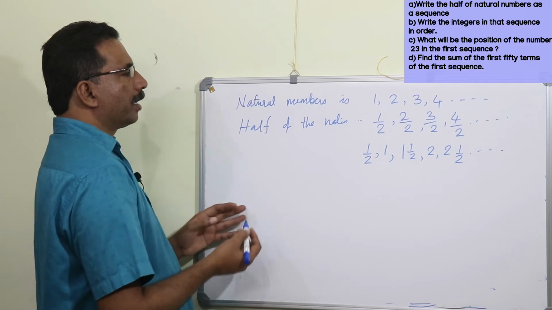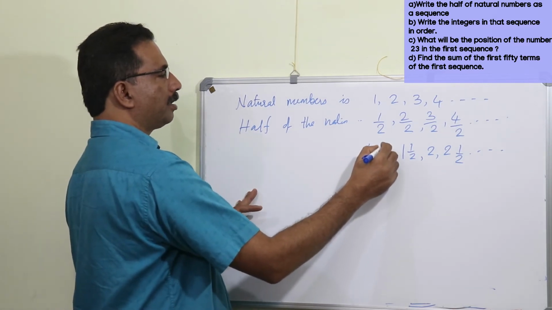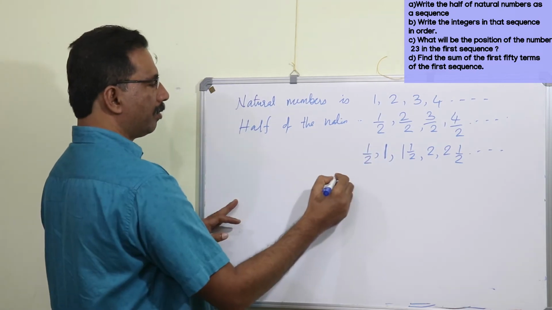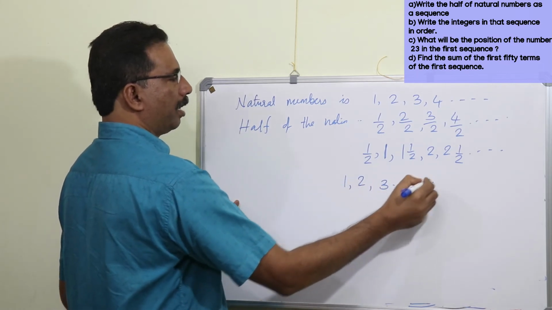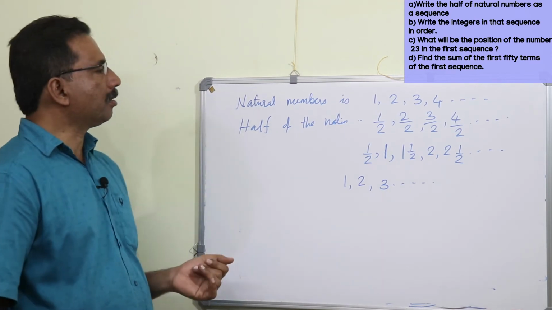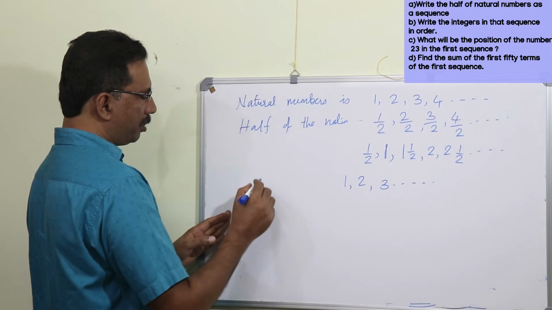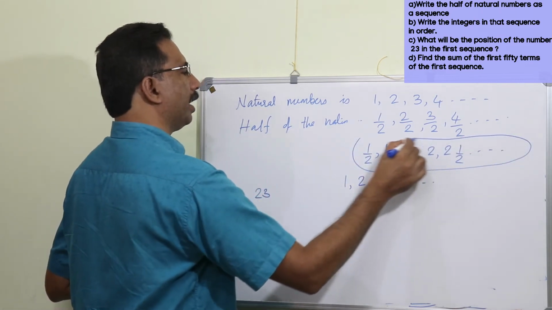Now write the integer terms of this sequence in order. That is the next question. Integer sequence 1, 2, 3, etc. Terms of this sequence of natural numbers. Next question, what is the position of 23 in this sequence?